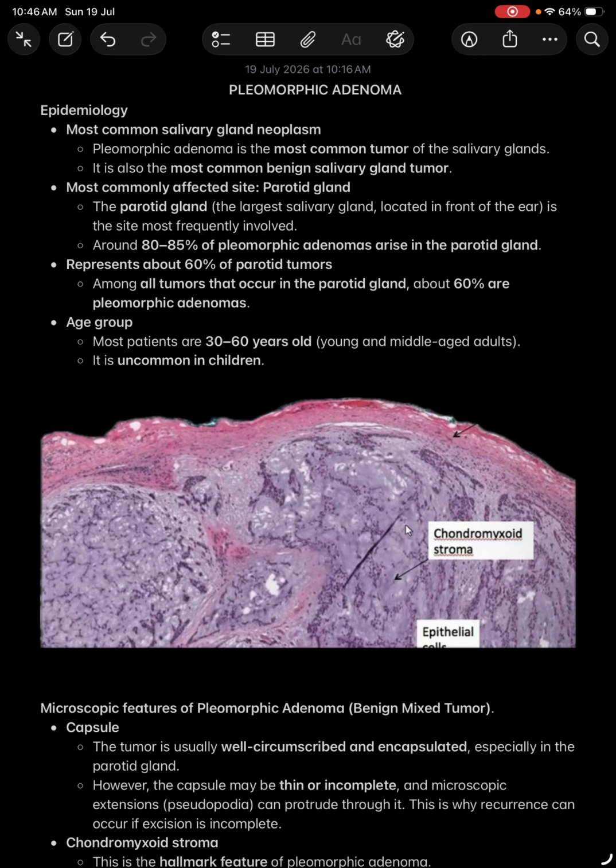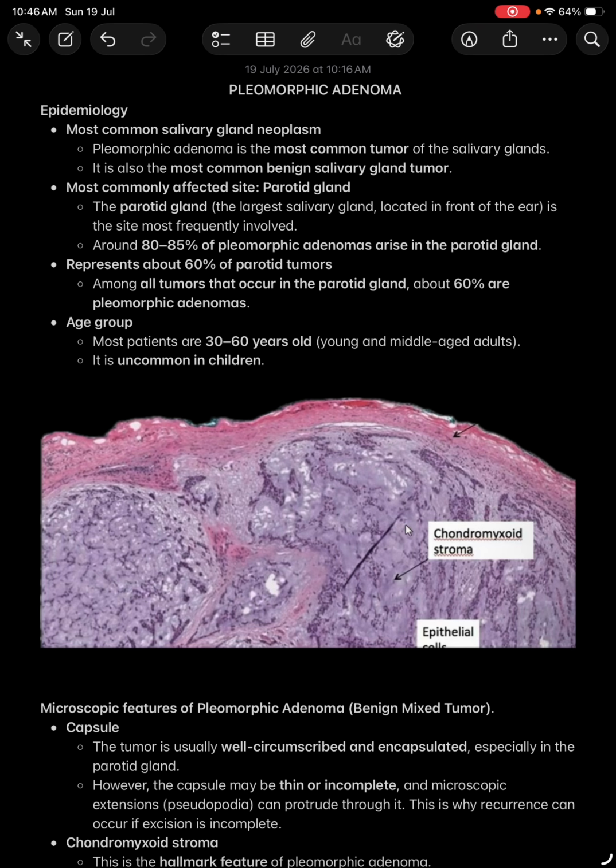Pleomorphic adenoma. The epidemiology: pleomorphic adenoma is the most common tumor of the salivary gland. It is the most common benign salivary gland tumor. The most commonly affected site is the parotid gland, the largest salivary gland, located in front of the ear. It is the site most frequently involved. Around 80 to 85% of pleomorphic adenomas arise in the parotid gland.